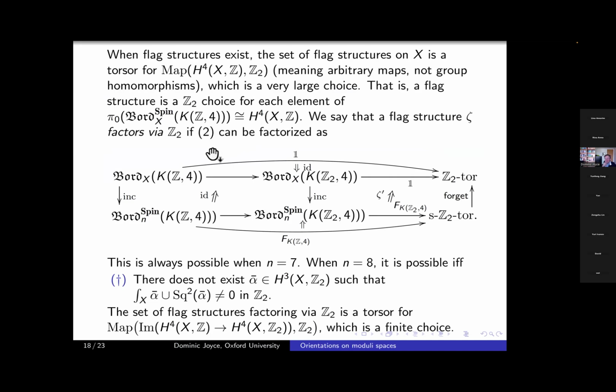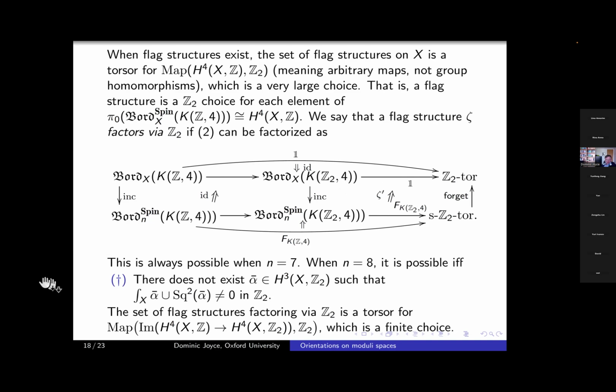So as a way of cutting down the choices of flag structures, we say that a flag structure factors via Z2 if zeta, which is the entirety of this outer square, can be factored as a bunch of standard things together with a natural isomorphism zeta primed in the analogous diagram for K of Z2, 4.